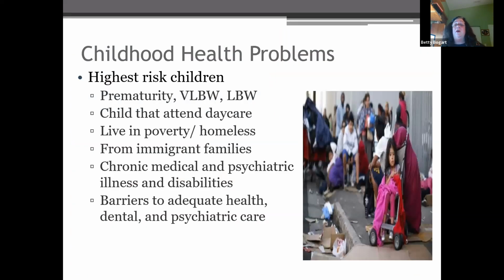The highest risk children are those that are born really small, premature, very low birth weight, and low birth weight children. Now, these children are born and their lungs aren't formed, their body systems are immature, and they go through all sorts of medical issues and sepsis. So they are born very high risk.